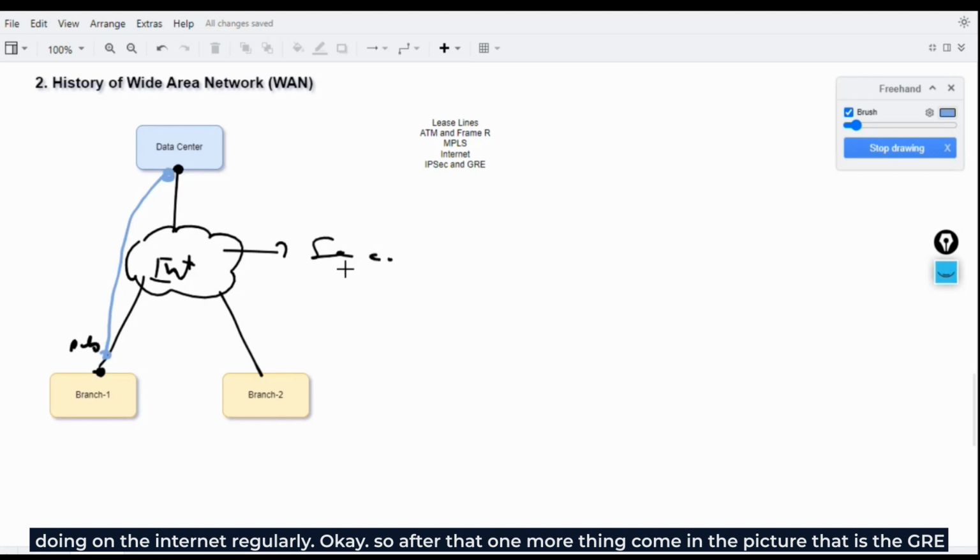After that, one more thing comes into the picture, that is GRE. GRE is actually the same thing we discussed for IPsec, but the difference is that in IPsec the data goes encrypted, while GRE does not contain encryption. It's still the same thing, the data goes in the pipe, but in plain text. Someone can easily see the data going over the tunnels.